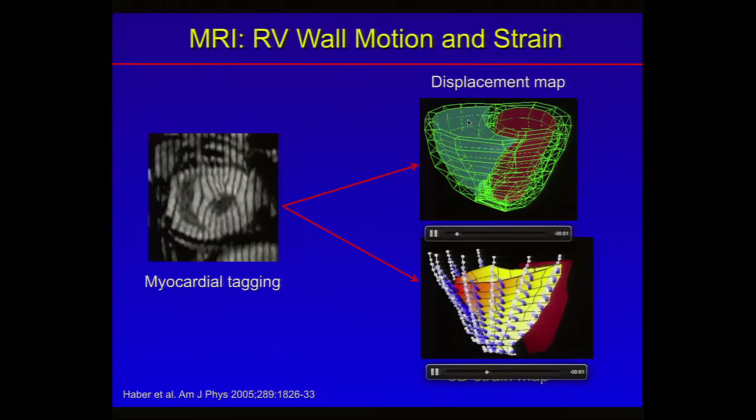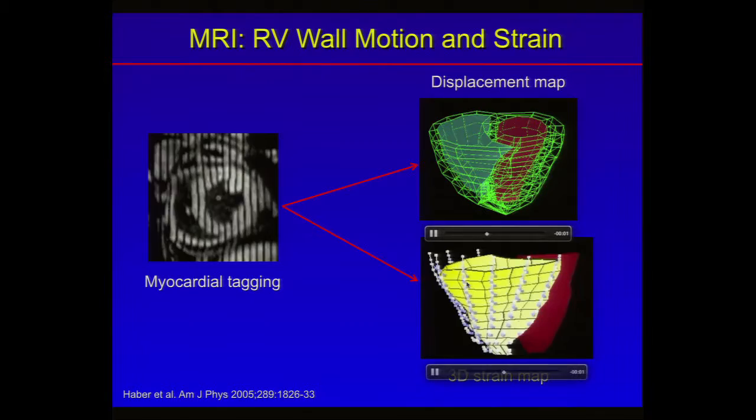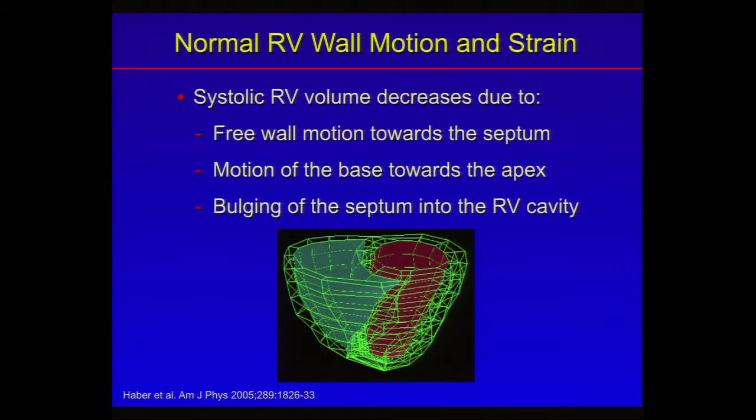And you can see here a displacement map of the right ventricle and here a strain map of the right ventricle. And what we have learned from that is that the RV systolic volume decreases due to motion of the free wall towards the septum in this direction. So this would be circumferential shortening. Then motion from the base towards the apex, that would be longitudinal shortening, and bulging of the septum into the RV cavity, which is mostly done by the left ventricle.